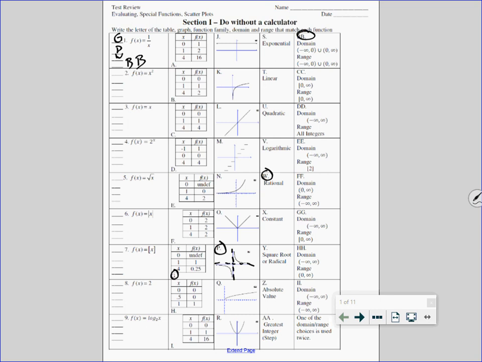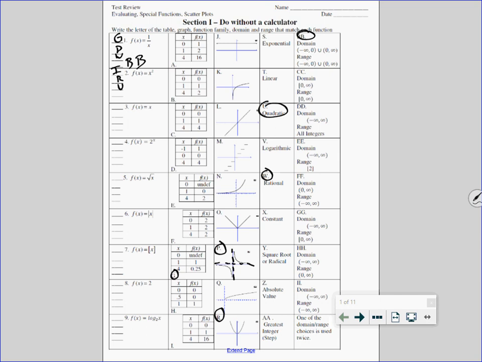For number 2, that is going to be the quadratic. And the table of values, once again, I'm going to plug in. If I plug in 0, 0 squared is 0, so it's not A. 4 squared is not 2, so it's not B. 4 squared is not 4, so it's not C. We keep trying until we find one that works, and it turns out the one that works is I.